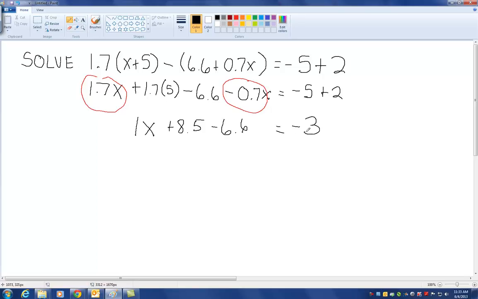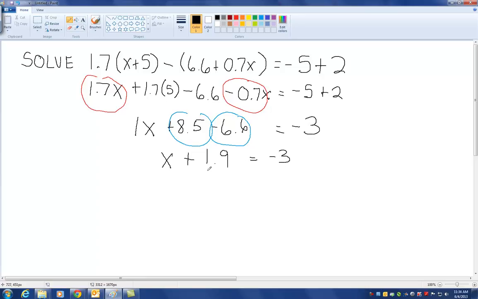We have -3. And now we've got these next two like terms, 8.5 and -6.6. We combine them together, and that gives us positive 1.9. So I have 1x is just x, and then 8.5 minus 6.6 is 1.9, and that's equal to -3. We're one step away from greatness, one step away from that ultimately simplified equivalent expression that has x on one side, number on the other.